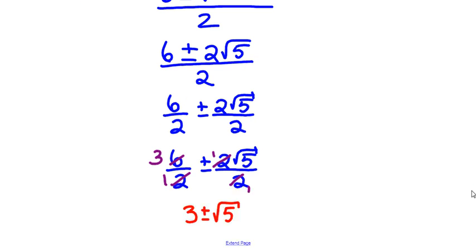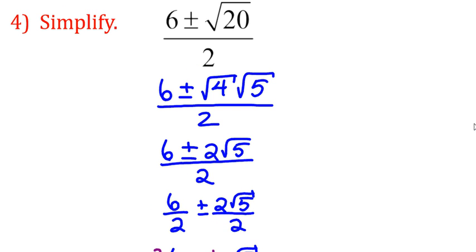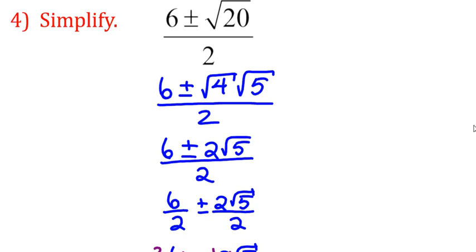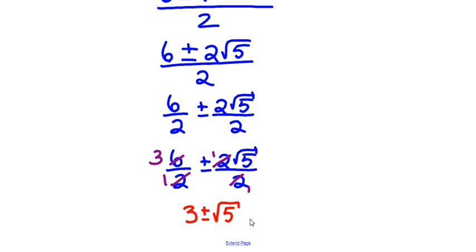Therefore, we'd have 3 plus or minus the square root of 5 for our 2 results. If this was a quadratic equation, that would have our 2 answers, 3 minus square root of 5 and 3 plus square root of 5. Here we're just simplifying the expression. So we start off again with 6 plus or minus the square root of 20 divided by 2, simplifies down to 3 plus or minus the square root of 5.